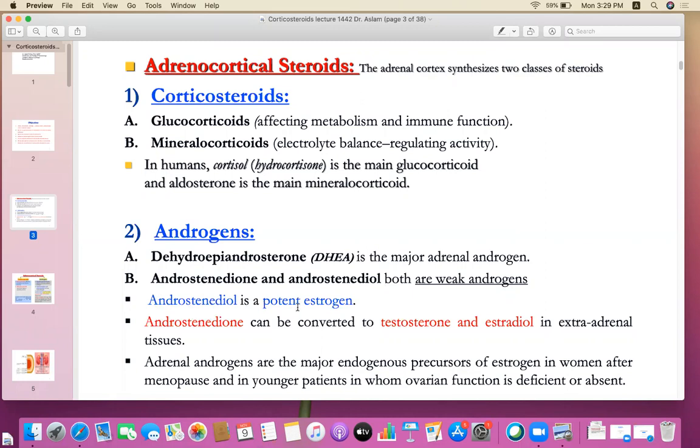Here, androstenediol is a potent estrogen. From this sentence, we can say that this androgen is converted into estrogen. Yes, and it is very important in women. So androstenediol is a potent estrogen. Androstenedione can be converted to testosterone and estradiol in extra-adrenal tissue. Which are the extra-adrenal tissues? In the ovary, in the lipid cells, it is converted into testosterone.